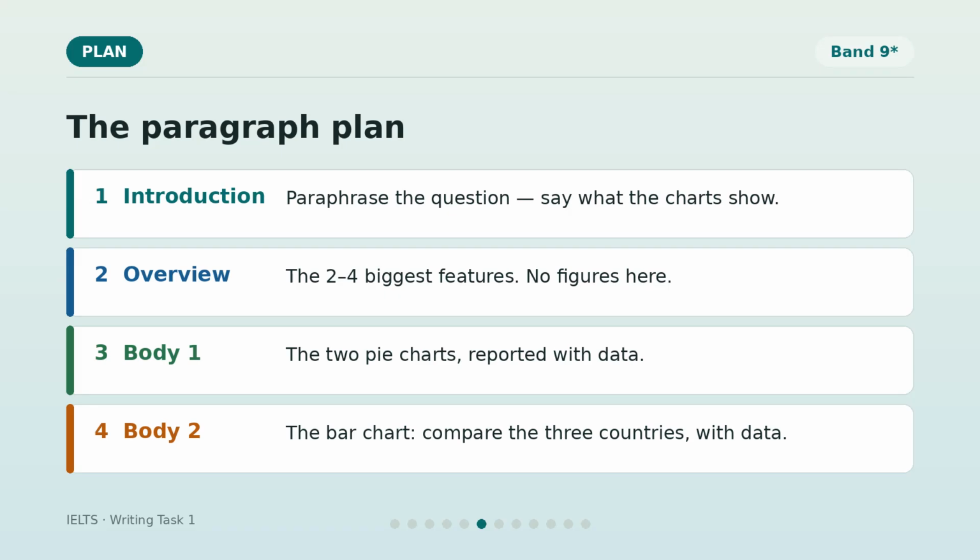This gives us a 4-paragraph plan. An introduction that paraphrases the question. An overview of the 2 to 4 biggest features, with no figures. Body 1 for the 2 pie charts, and body 2 for the bar chart comparison.